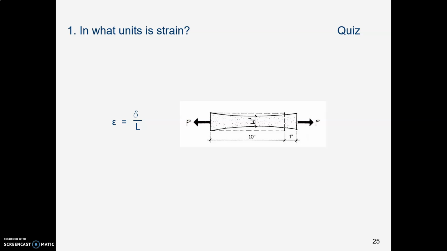Okay, so let's look at the problems in our quiz coming up. First one, I bet you can answer this one easily. In what units is strain measured?